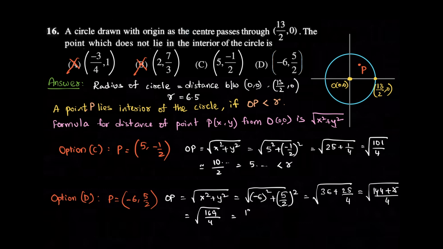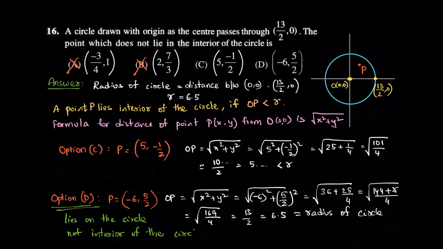That is equal to the square root of 169, which is 13, and the square root of 4, which is 2. So 13/2, which is equal to 6.5, which is equal to the radius of the circle. This does not lie in the interior of the circle but on the circle. Therefore, from the given options, option D, (-6, 5/2), is the point that does not lie in the interior of the circle. Therefore, option D is the right answer.